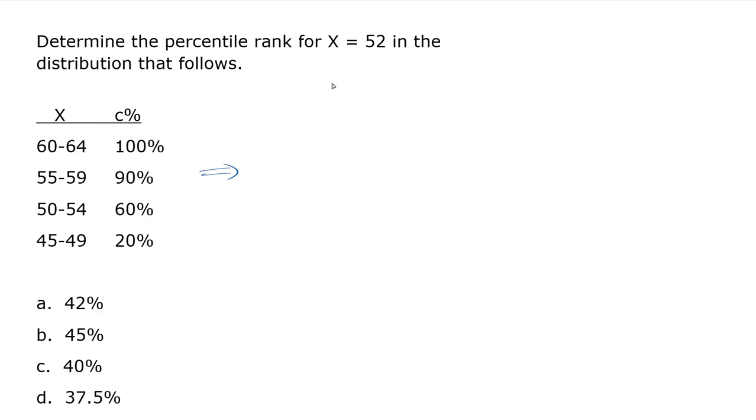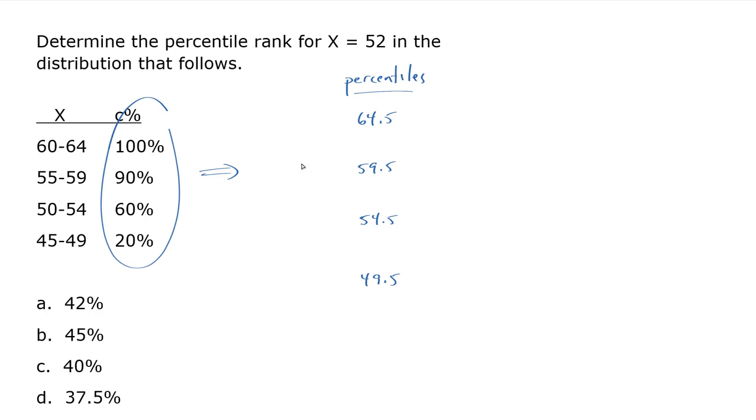Okay, so as in my other videos, I like to start off by rewriting this, but instead of having x, I'm just going to list the upper real limits of each category. These will be called my percentiles. 64.5 is the upper real limit of my first interval here. And then the next one is 59.5. The next upper real limit going down the list is 54.5. And finally 49.5.